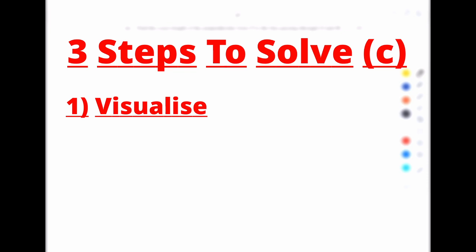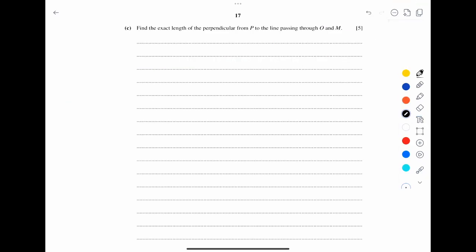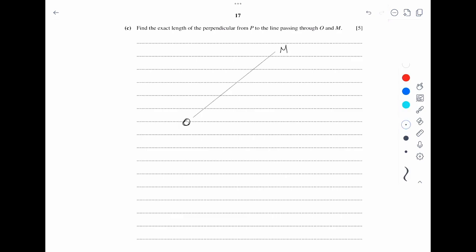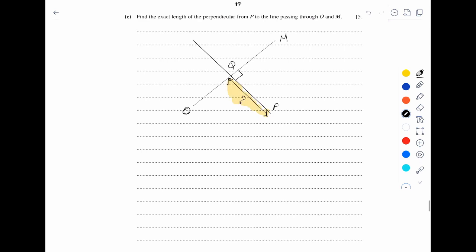Number 1, visualize. Firstly, "line passing through O and M" implies there is a line connecting both O and M. So let's draw that line. Next, we're told there's a perpendicular line passing through the line from P. So let's draw that with an intersection of Q. Now you could label it anything, but I'm going to call it Q. So then, based off the question, we're looking to find this bit right here, this length.